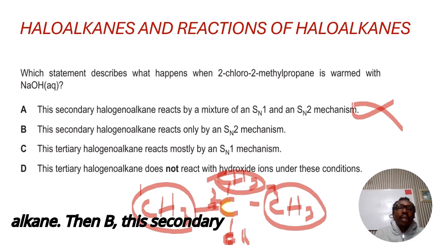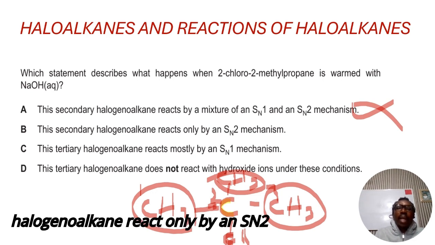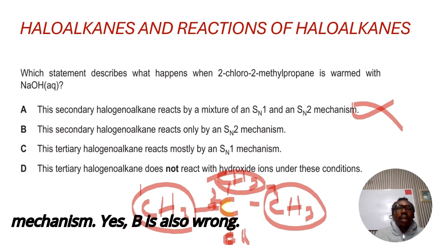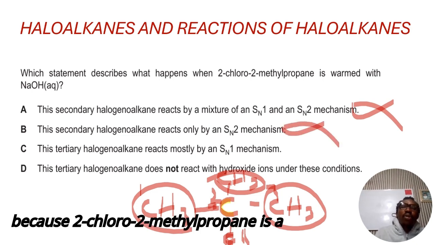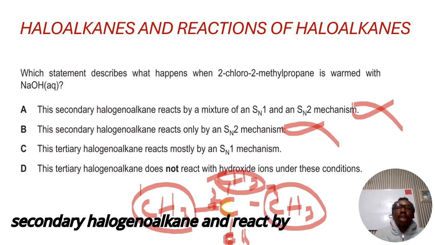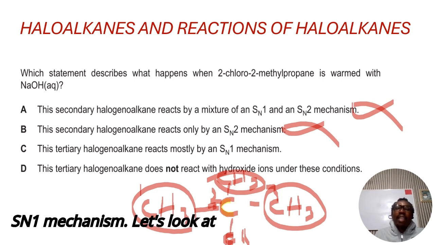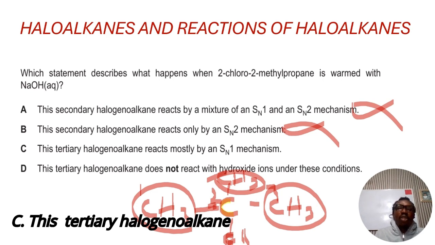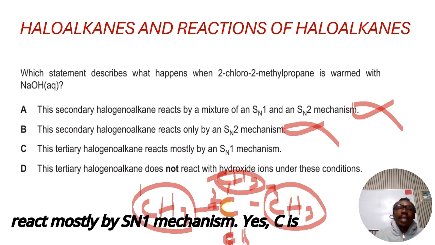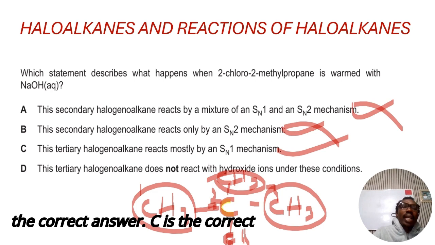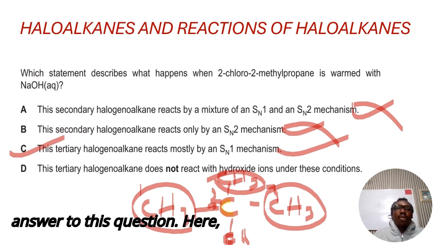Then B, this secondary halogenoalkane reacts only by an SN2 mechanism. B is also wrong because 2-chloro, 2-methylpropane is a tertiary halogenoalkane and it reacts by SN1 mechanism. Then let's look at C. This tertiary halogenoalkane reacts mostly by SN1 mechanism. Yes, C is the correct answer to this question.